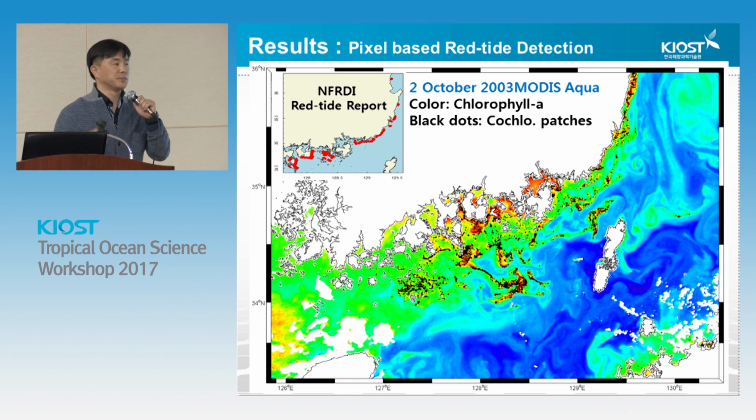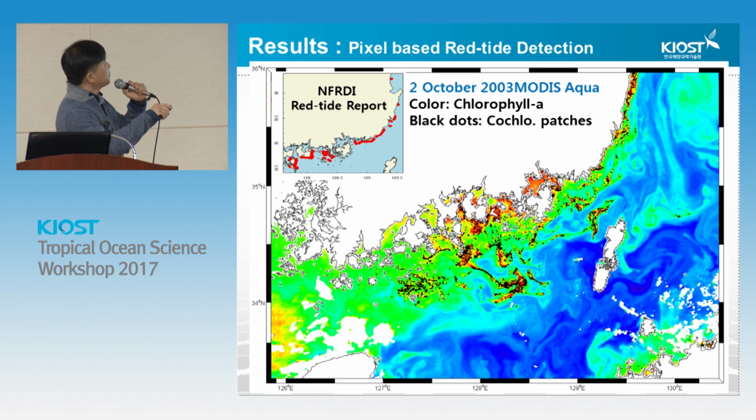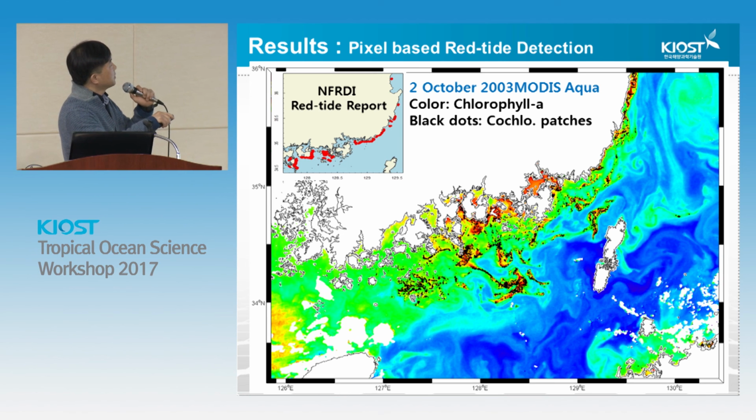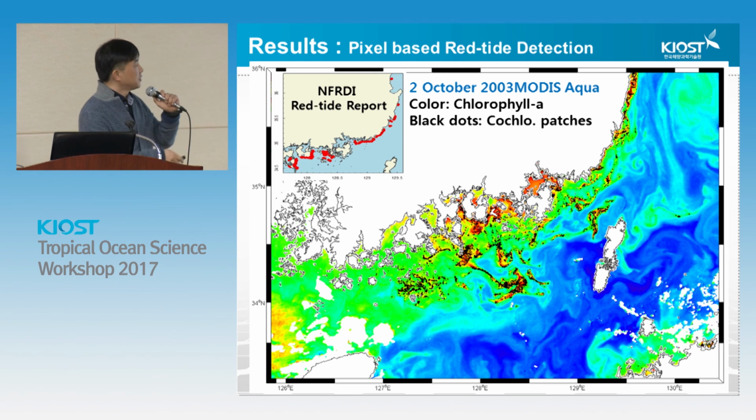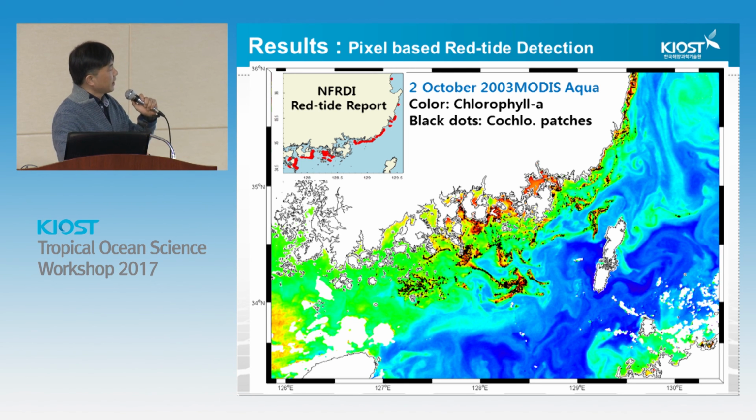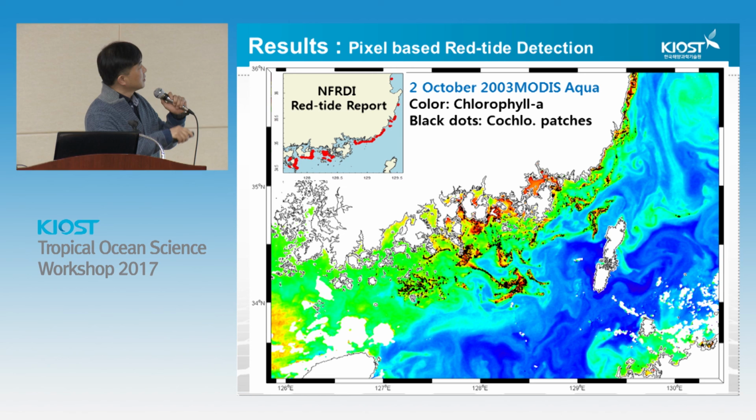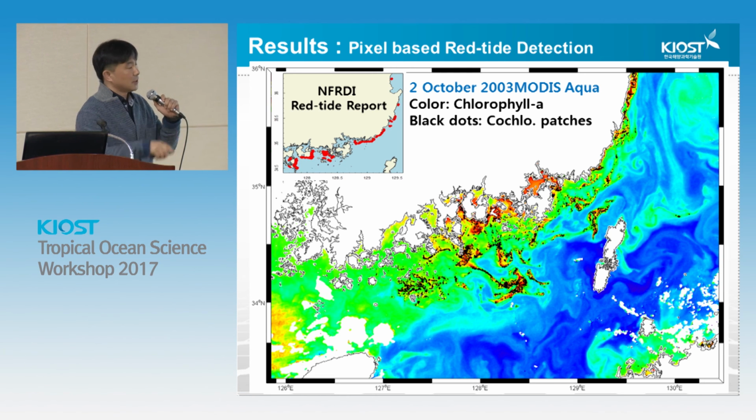Our goal is that, in general, the NFRDI, the Korean government agency, provides the red tide report, but it shows only around the coastal area, not the offshore. So using the satellite, we can detect offshore red tide. This is a chlorophyll-a image, but we developed an algorithm with pixel-based red tide detection. The black dots show what is related to the Cochlodinium bloom, so we can estimate offshore blooms.